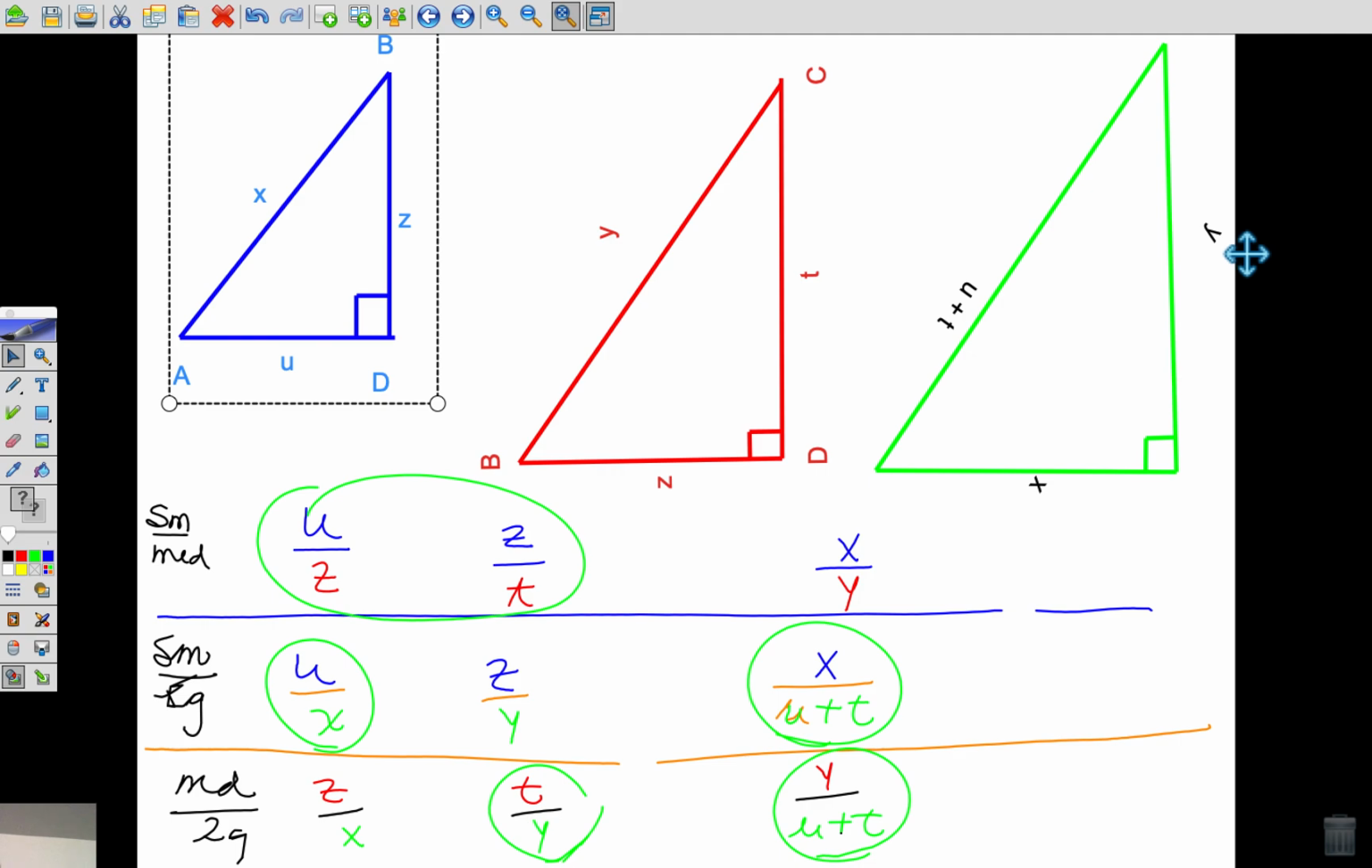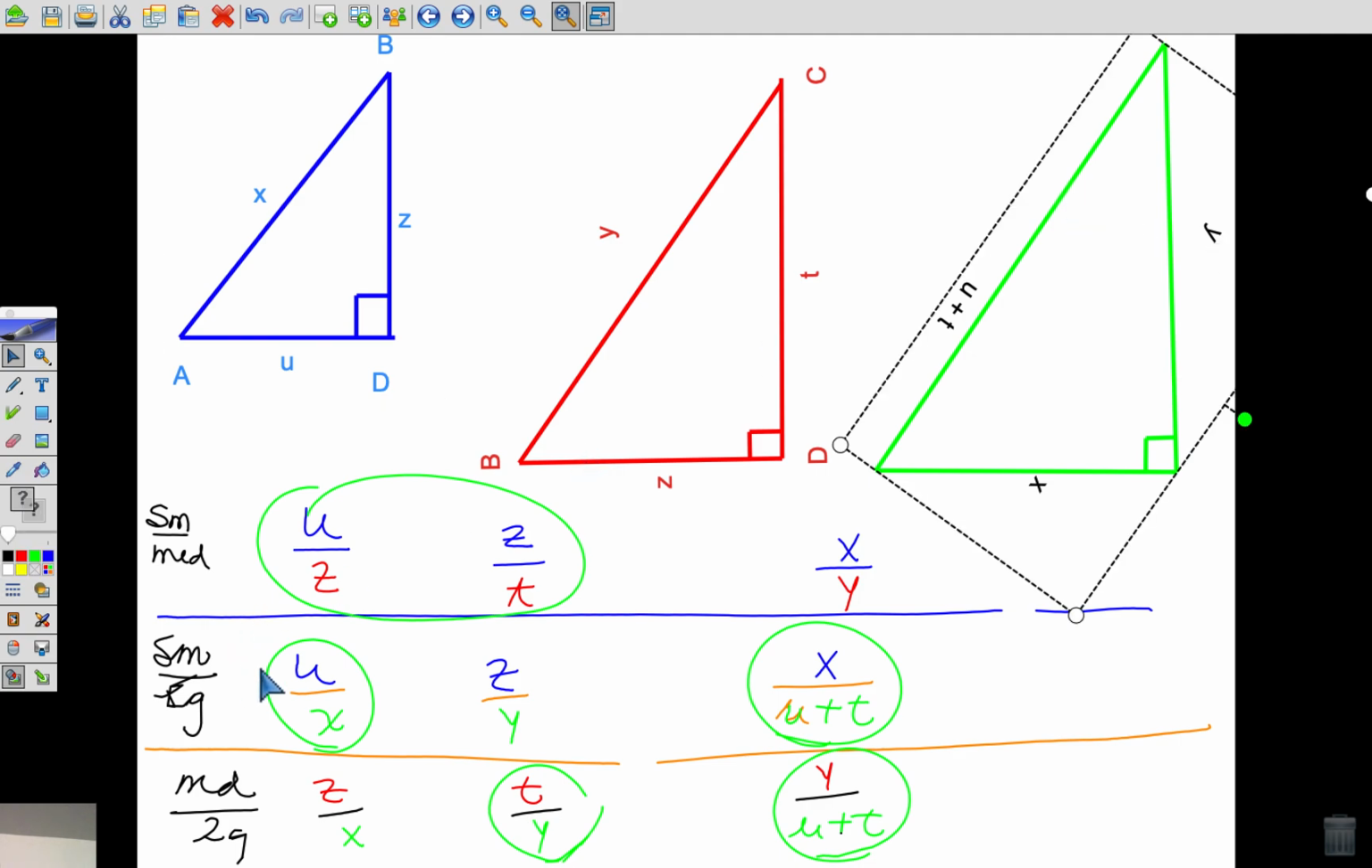If we compare the small to the large, we would have the bottom leg, u, is to x. Z, the longer leg, is to y. And then the hypotenuse, x, is to u plus t. And if we compare the medium to the large triangle, we would have z, our shorter leg, to x, which is our shorter leg in our large triangle, so z to x. And our longer leg, t to y. And our hypotenuse, y to u plus t.